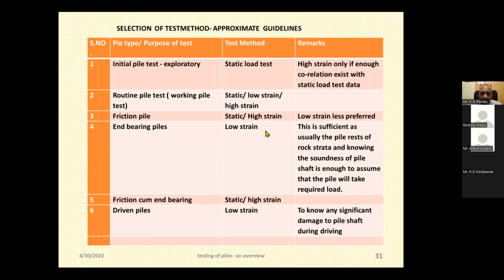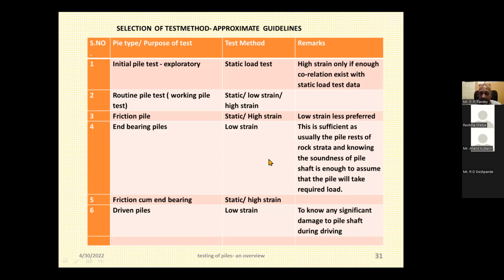Yeah. In this table, I tried to explain what kind of pile type and what kind of testing has to be done. So initial pile test is exploratory and it is done by static load method. Low strain, high strain is not used for this. Routine pile test is done on working piles. Working piles, those will be the part of the structure. All the three kinds of tests can be done.